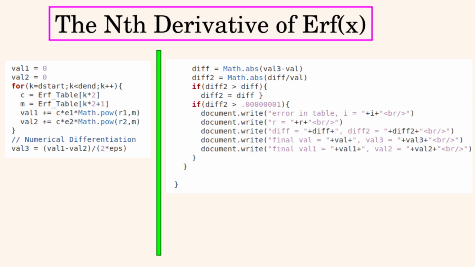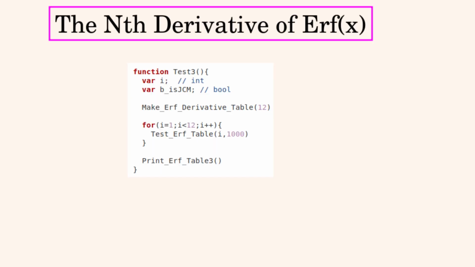And if they aren't equal to each other enough, then we'll display an error with lots of variable values that can help us to debug the code. We'll display a message that we've finished testing the derivative table here. And this function puts all of this together, firstly making the table, then testing it. We'll test each derivative 1,000 times, which goes very fast. Then we'll print out the table.